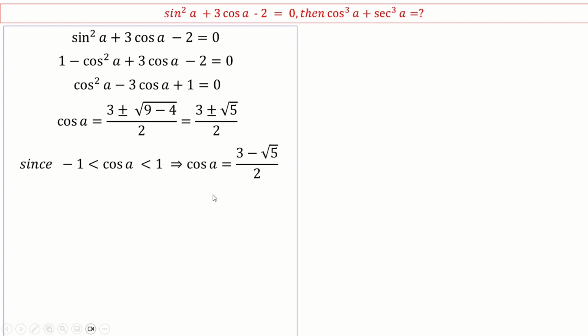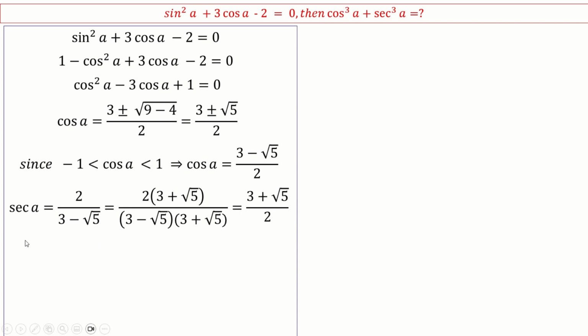That's not possible. So once you know this value, secant a is the reciprocal of this one, 2 by 3 minus square root of 5. If I multiply numerator and denominator with 3 plus square root of 5, what I will get is exactly 3 plus square root of 5 divided by 2. So cos a is 3 minus square root of 5 divided by 2, and sec a is 3 plus square root of 5 divided by 2.